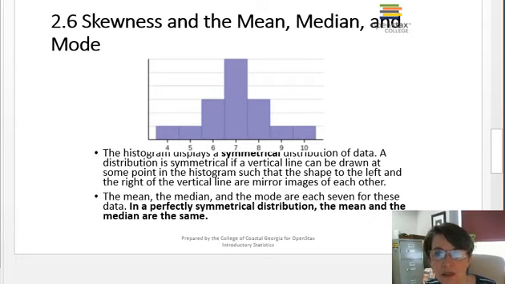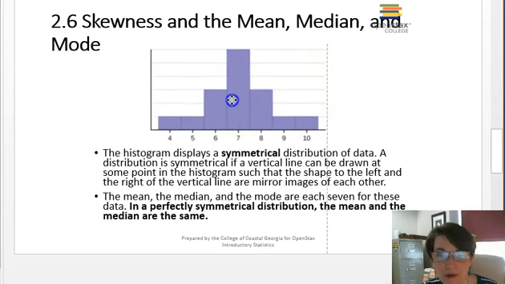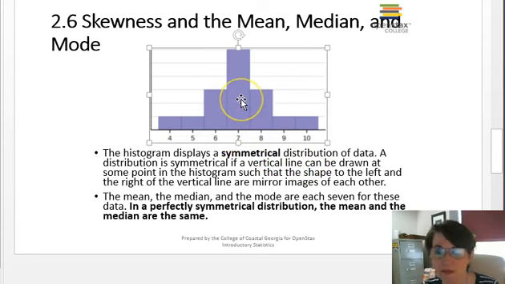The skewness of the mean, median, and mode. If the world is perfect, it can be a completely symmetrical distribution of data, right? Where in the middle I have the most, and I have it going down perfectly on both sides. This is absolutely symmetrical. In a perfect symmetrical distribution, the mean and the median are the same. They're going to be right down that middle.